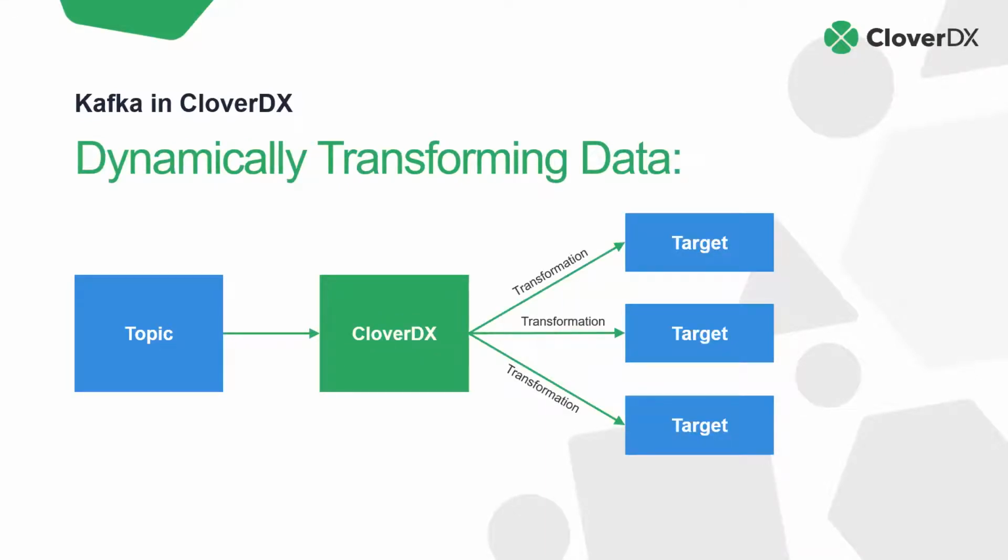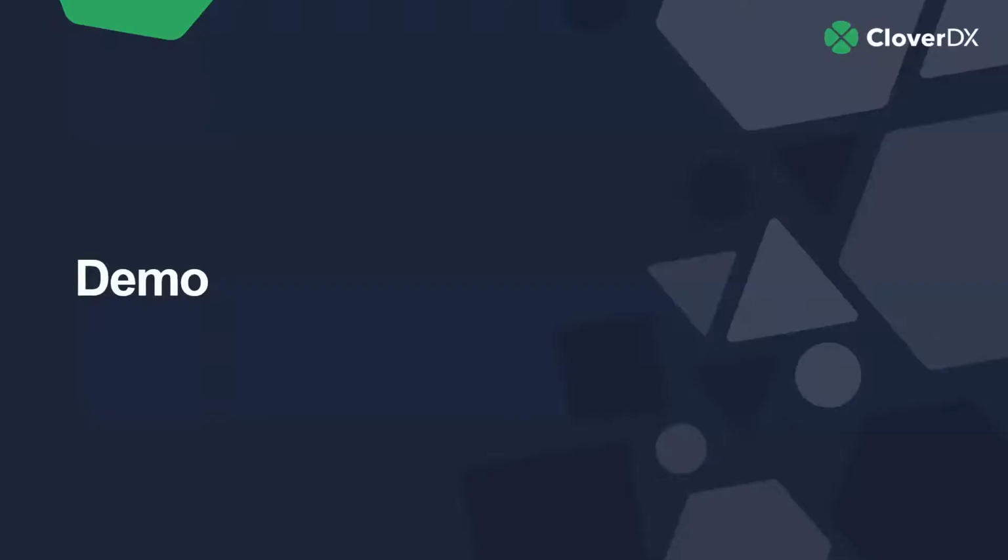Now, this is something that's a little bit more complex, and I think something that can really give businesses the power to do something like dynamically transforming data. So essentially what we're doing here is reaching out to a topic, which has many different data formats, and parsing it through using CloverDX and dynamically rerouting that data to different targets using different transformations. And this is going to be the use case that I'm going to focus more on today. Essentially what we're going to be doing is this process of dynamically transforming data from one topic to many different targets.